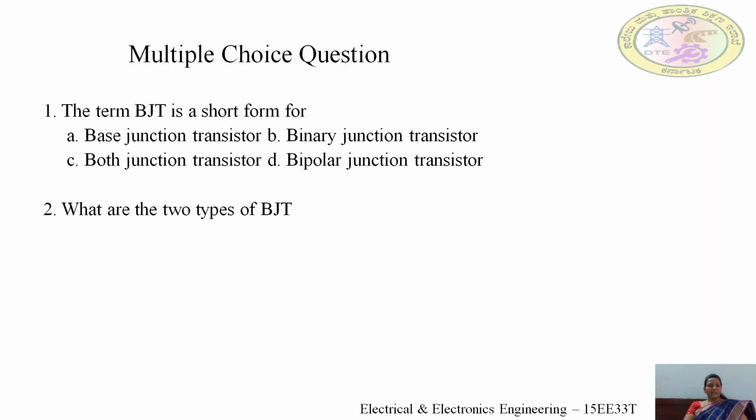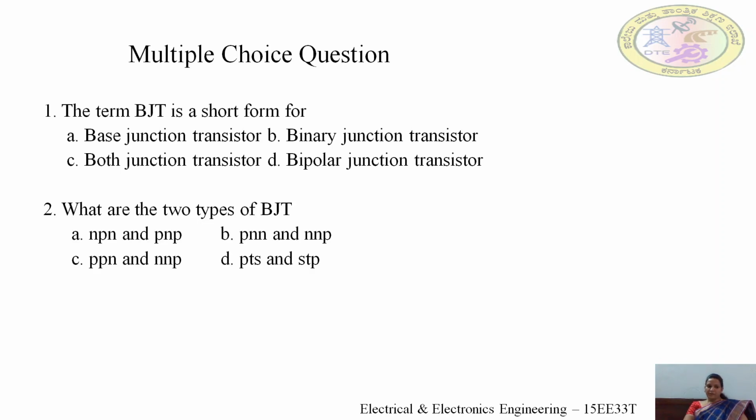The next question is, what are the two types of BJT? We all know, right? ನಮಗೆಲ್ಲ ಗೊತ್ತೇ ಇದೆ ಎರಡು ಟೈಪ್ ಆಫ್ ಟ್ರಾನ್ಸಿಸ್ಟರ್ಸ್ ಯಾವ್ಯಾವ್ದಿದೆ. Yes, correct. NPN and PNP. So the options for this question are NPN and PNP, PNN and NNP, PPN and NNP, PTS and STP. So the right answer is NPN and PNP.